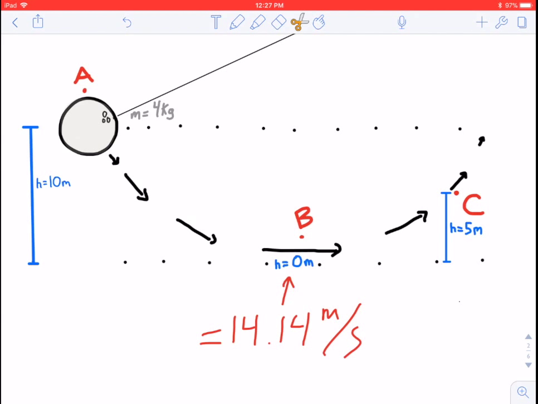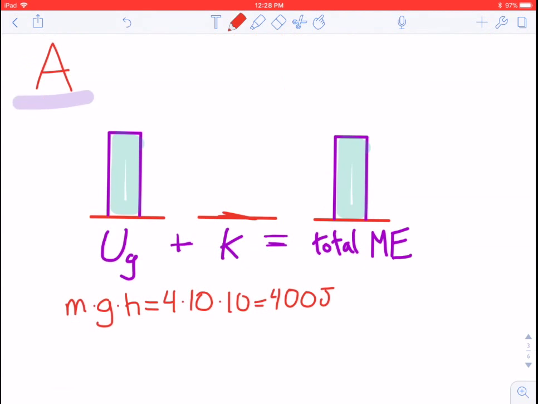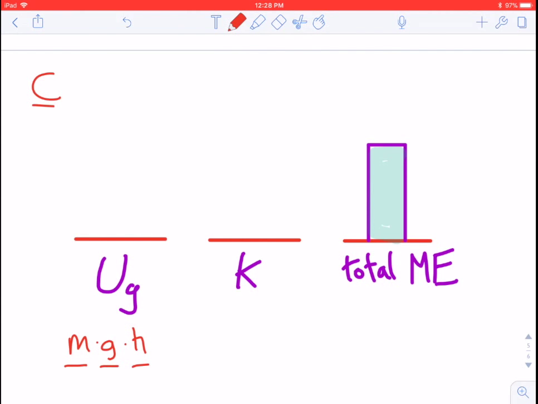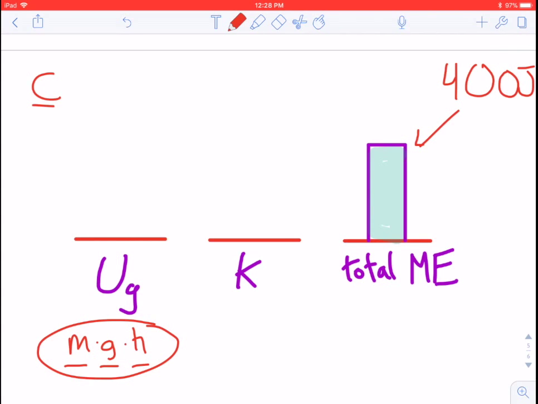It's moving pretty fast. Okay, that leaves the last location, location C. I'm going to let you do this one. The key to location C is remembering that if it had 400 joules at the top, it's going to have 400 joules of energy at C. So its total energy at location C is going to be 400 joules. Now how do you calculate gravitational potential energy? You use m times g times h, and whatever's left over is going to be kinetic.